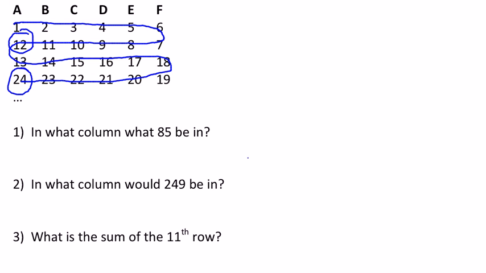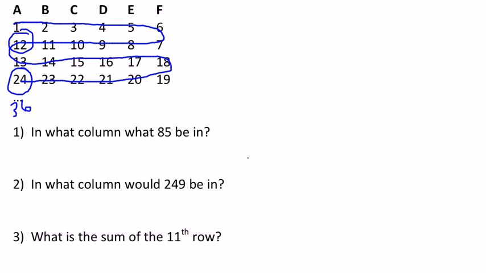So the second row ends in 12, or the third row begins with, or the fourth row begins with 24. So the sixth row would have 36, and the eighth row would have 48, and so on and so forth. So we look for multiples of 12.